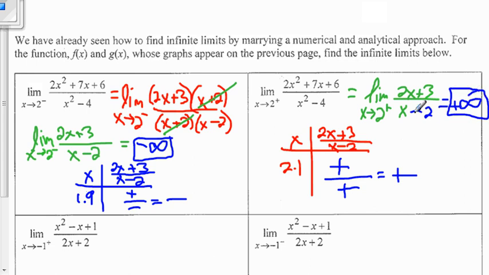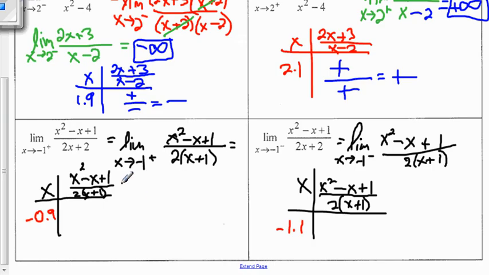Okay, now let's do the same thing for g of x. We're going to factor. That's these next two examples. So on g of x, I've set these up. I factored out a 2 in the denominator just to make it a little bit easier. Right here, we're trying to approach negative 1 from the right. So I chose negative 0.9. Negative 0.9 squared is positive, minus negative 0.9, and then plus 1. I know the negative 0.9 plus 1 is going to be positive, and then add a positive, that's going to be positive. Negative 0.9 plus 1 is positive times positive 2 is going to be positive. So here, the limit is going to approach positive infinity.